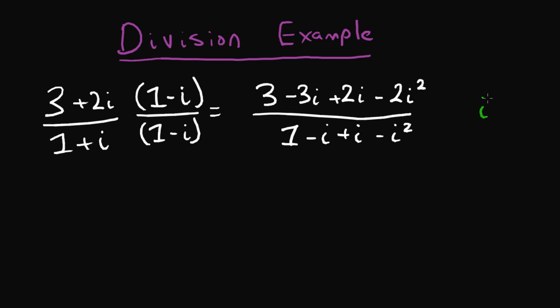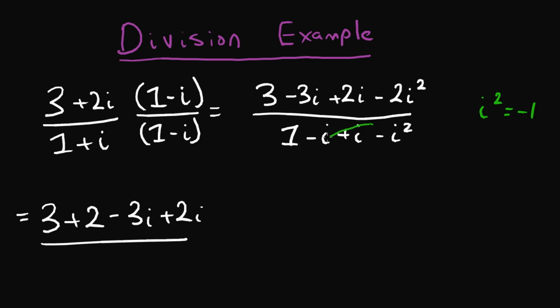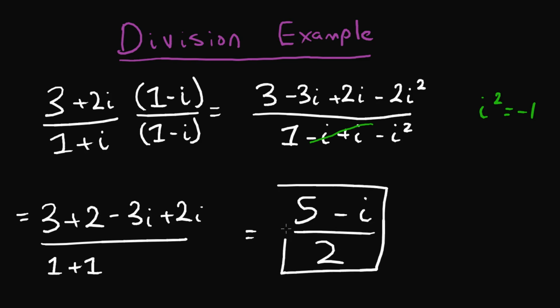Then remember, i squared is equal to negative 1. We can simplify this into 3 plus 2 minus 3i plus 2i divided by, let's cancel these i's, and then we have 1 plus 1. Simplifying this, we get 5 minus i divided by 2. And that's where I'm going to end this video.